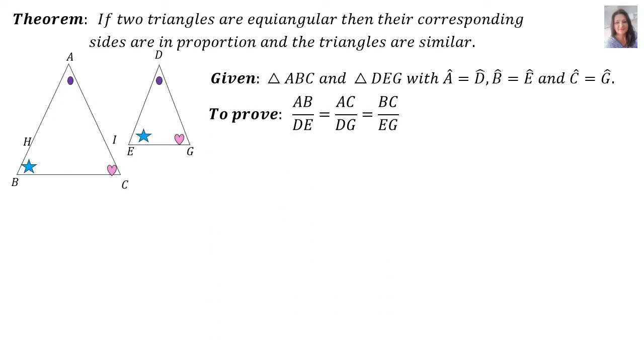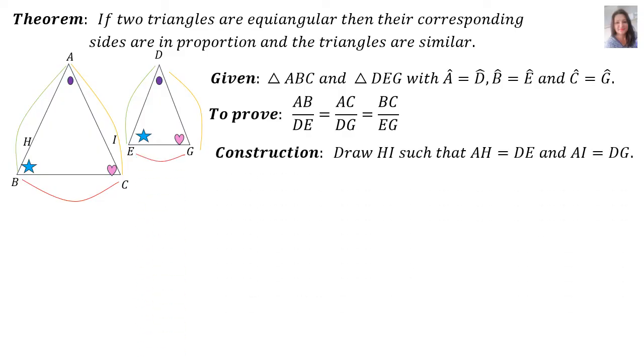The required to prove is that the ratio AB over DE is equal to AC over DG is equal to the ratio BC over EG. Then we have to make a construction, and our construction is we will draw HI such that AH, the length, is equal to DE and the length AI is equal to DG.